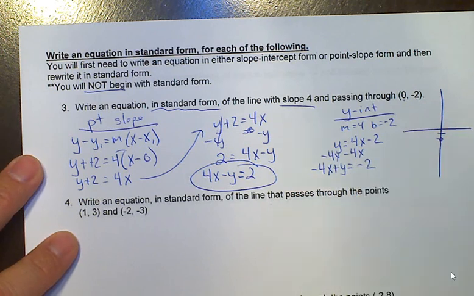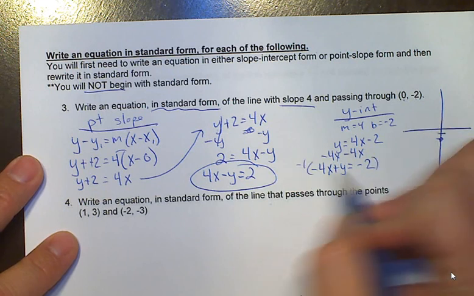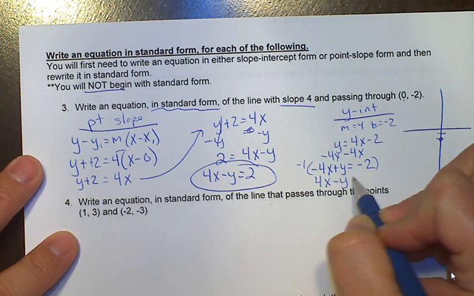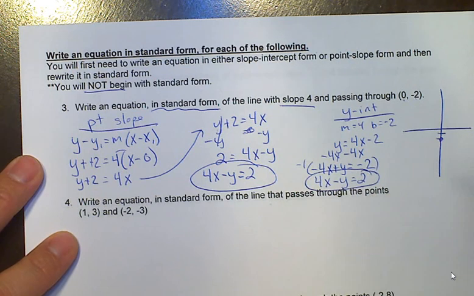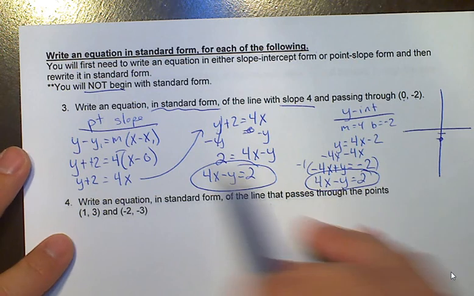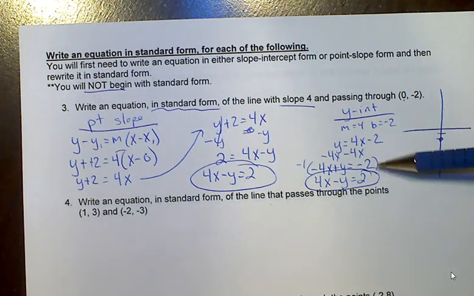Okay, and then what do I have to do? I have a negative out front, so I'm going to multiply the whole thing by negative 1. So I get 4x minus y equals 2. Okay? Same thing. So it doesn't matter which way you do it. You could pick either this way or this way. I did it both just to show you, but it's the same thing.